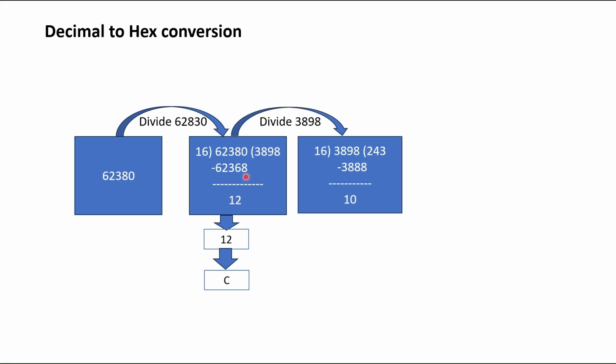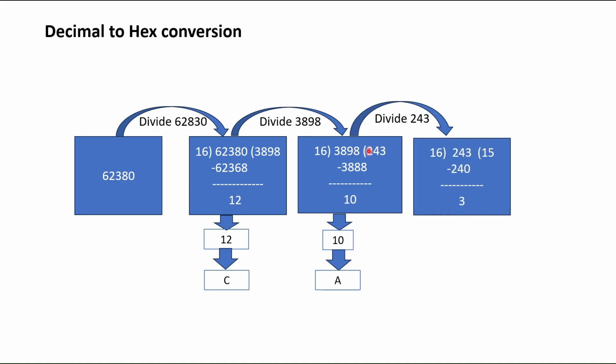In the next step I will take the quotient from the previous step and divide it by 16. Now I got a remainder of 10. This 10 also I will store. 10 in decimal is hexadecimal A. This quotient 243 I will take to the next step, where again I will divide by 16.